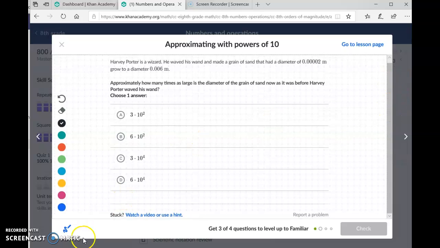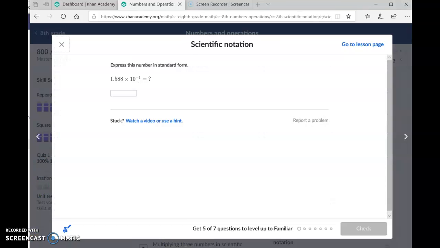I'm going to leave this here. Alright, I'm in the next assignment here. I'm in scientific notation. Okay, so it says express this number in scientific form. So I have this right here, 1.588 times 10 to the negative first power.